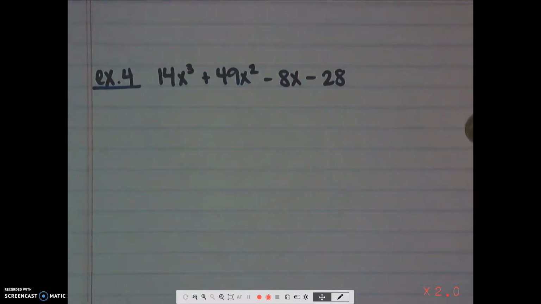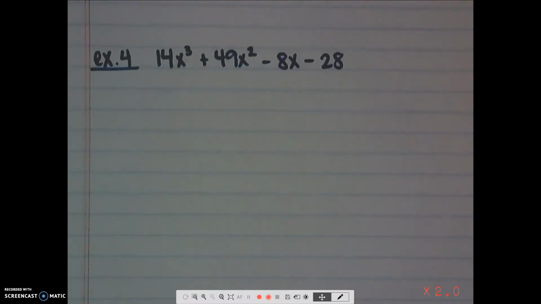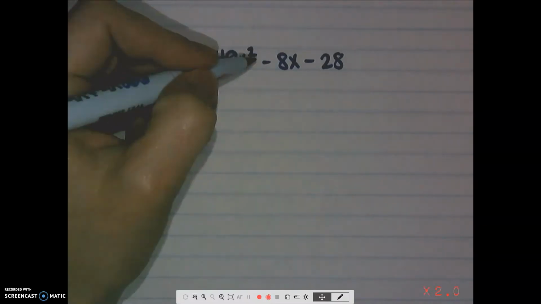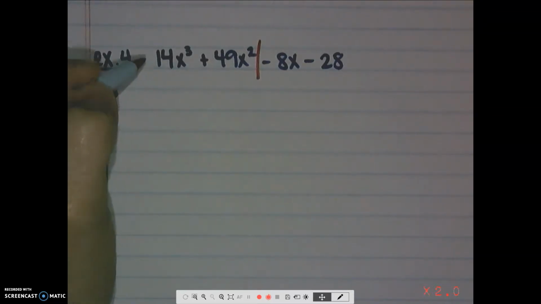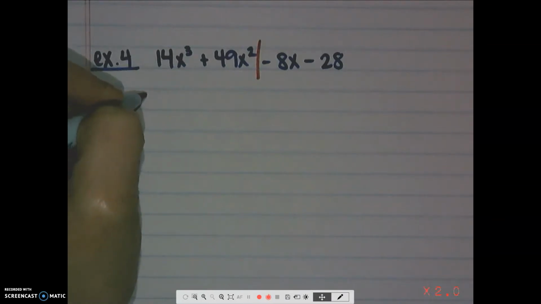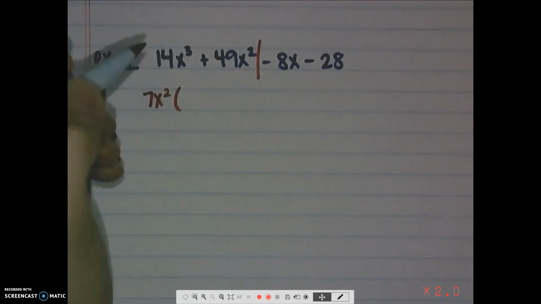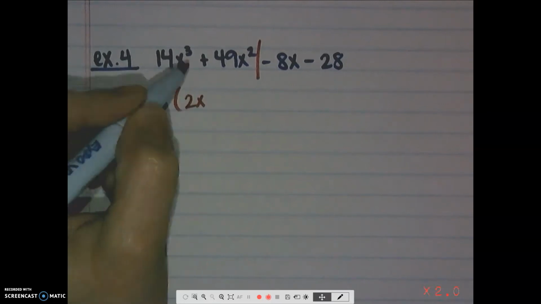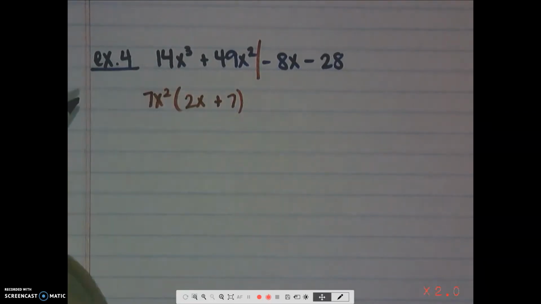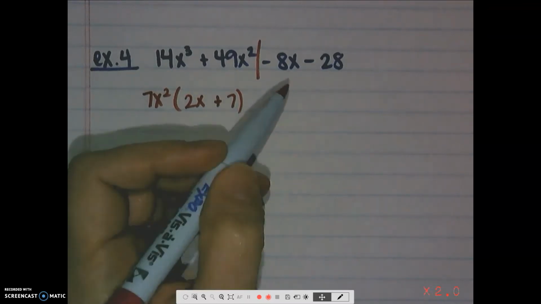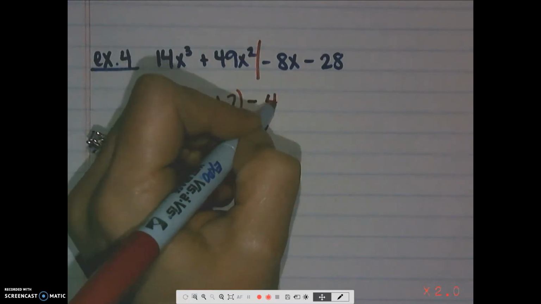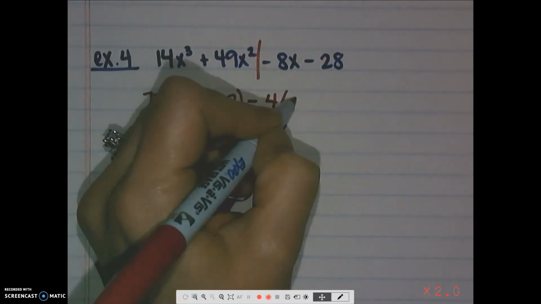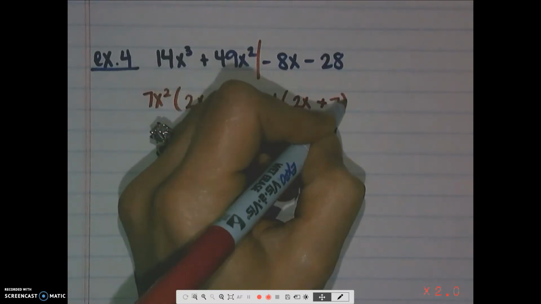All right, last one, we have 14x cubed plus 49x squared minus 8x minus 28. So they all don't have something in common, so we're going to split it in half. The first half, 14x to the third plus 49x to the second, they share a 7x squared in common. And left inside we would have 2x plus 7. The second half of the question, negative 8x minus 28. They share a 4 in common, a negative 4 in common. So that would leave us with 2x plus 7.